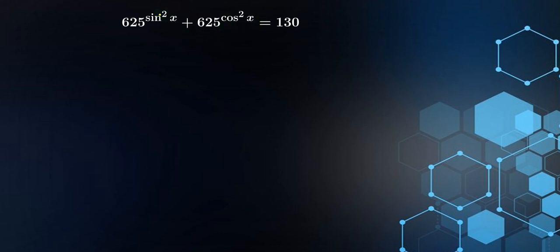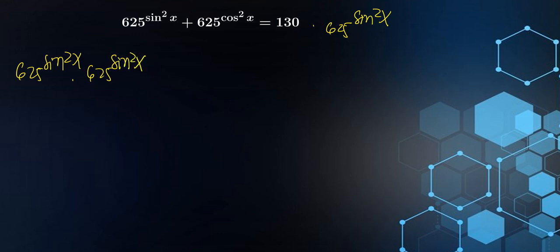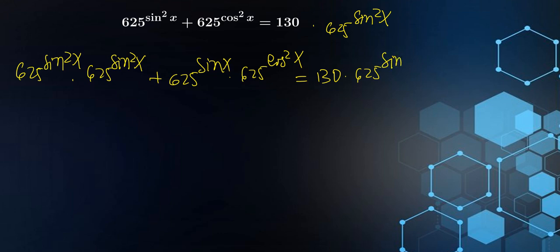So I'm going to solve this without using substitution in this video. To do this, I'm going to multiply both sides of the equation by 6 to 5 to the power of sine square x. You could choose multiplying by the other one, but I'm going to multiply by the first one. So doing this, we're going to have 6 to 5 sine square x times 6 to 5 sine square x plus 6 to 5 sine square x times 6 to 5 cosine square x, and then this is equal to 130 times 6 to 5 sine square x.